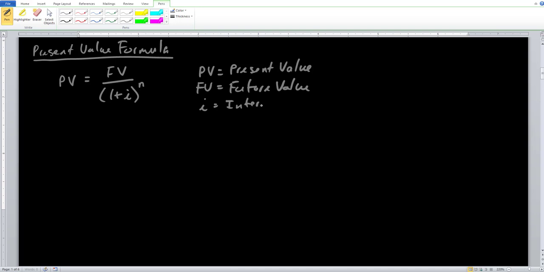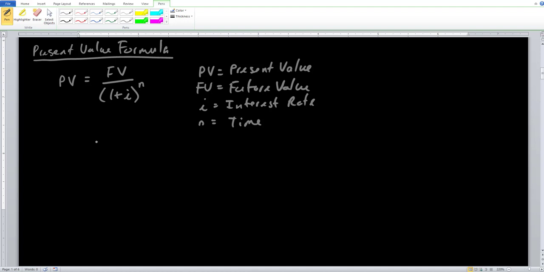The interest rate is determined by the loanable funds market. And then finally here we have n, which is going to be the time period. For simplicity in the course, we're going to assume that time is going to be on an annual basis. So 1 year, 2 years, 3 years, and so on. If you wanted to have compound growth on a quarterly basis or a daily basis, then the formula would change just a little bit. But for simplicity, we're only going to be working in annual time periods.